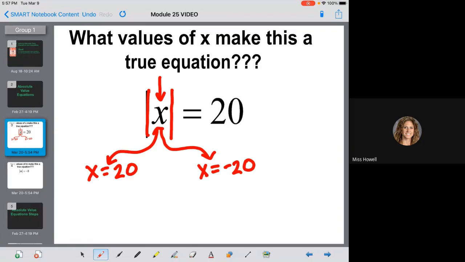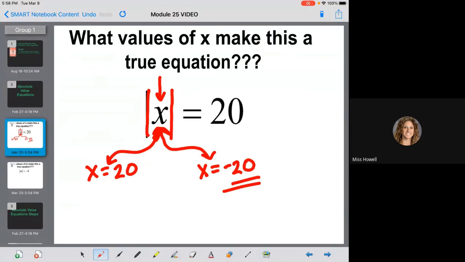So when you're done solving these absolute value equation problems, you have to think about both possible options of what could be inside those absolute value bars, both the positive version of what could be in there and the negative version. If we took this negative 20 and we put it back into this equation up here, we said, what's the absolute value of negative 20? We would still get 20, and that's why it works.